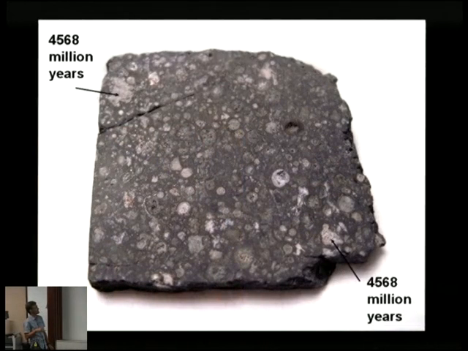This is a slice of one meteorite of the oldest type, and these round shapes are called chondrules. That gives it the name chondrite, and these pieces of rock are basically almost as old as the sun, so pretty much the oldest thing you can actually hold in your hand.